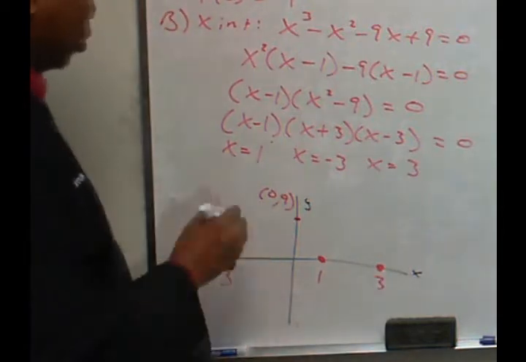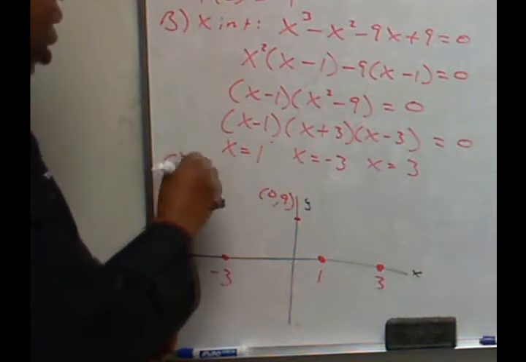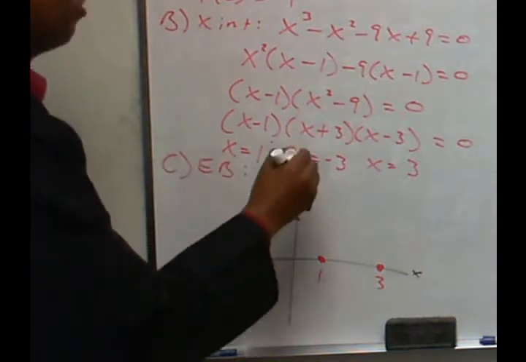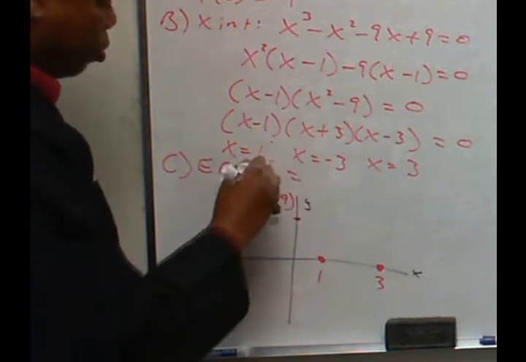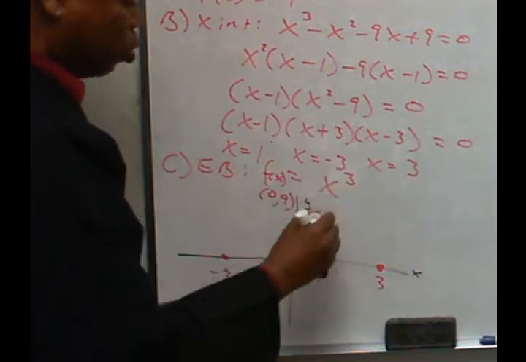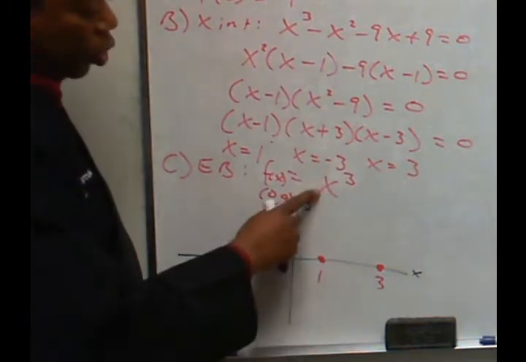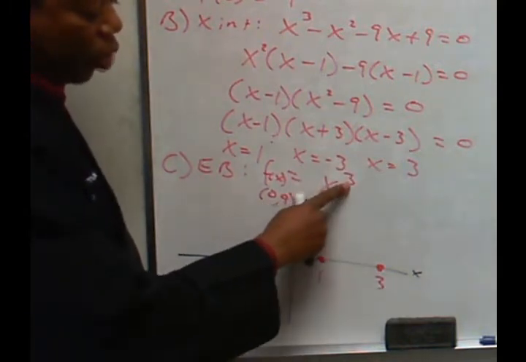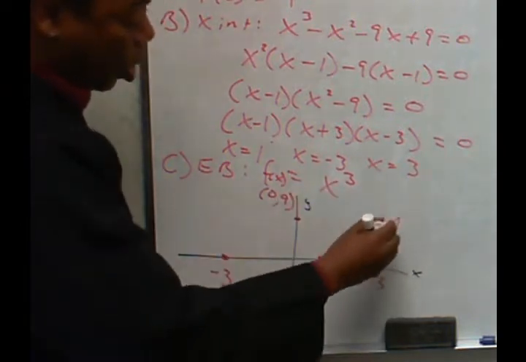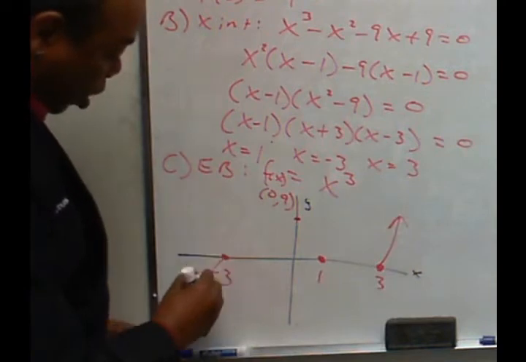Okay, next, the end behavior. The end behavior is all based on the first term. And the first term here is x cubed. So this is a positive coefficient with an odd power. That means that the right side will go up on the endpoint, end behavior, and the left side will go down.